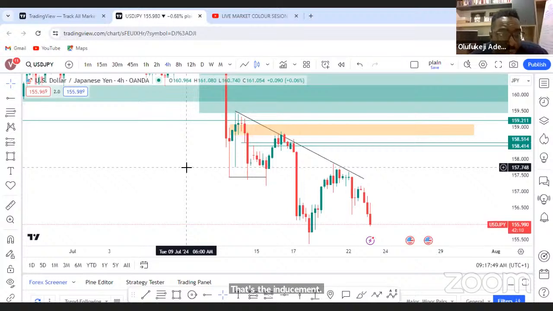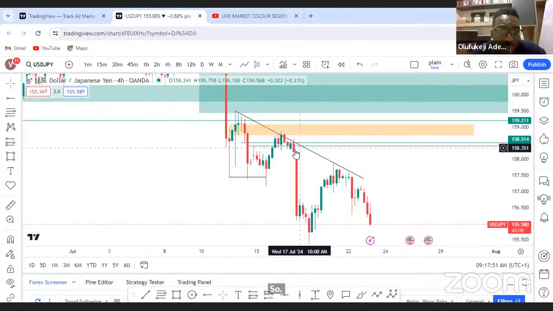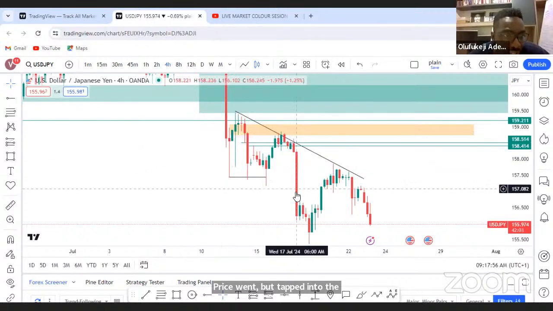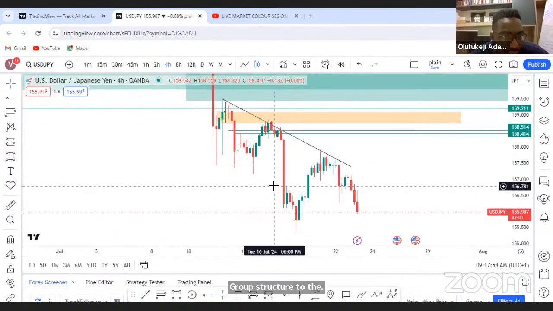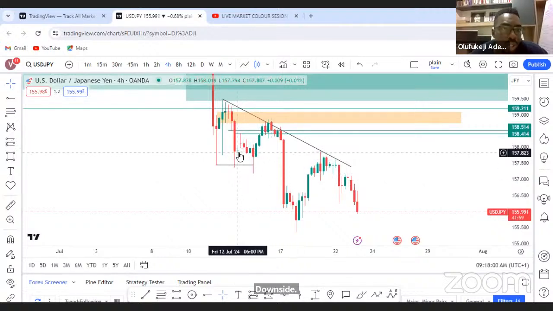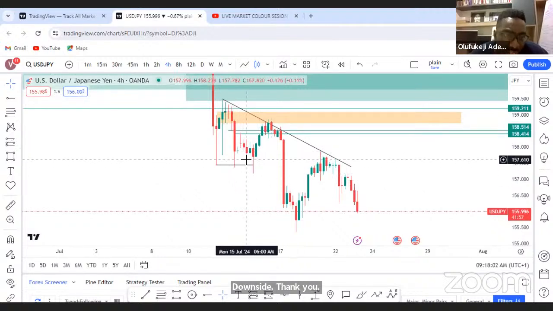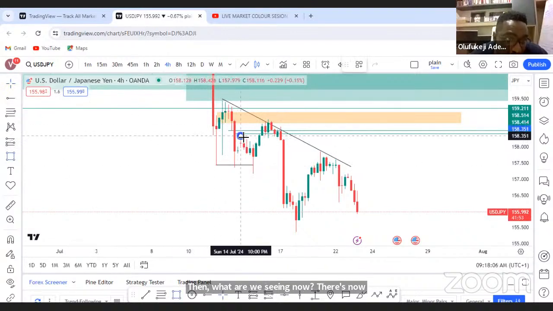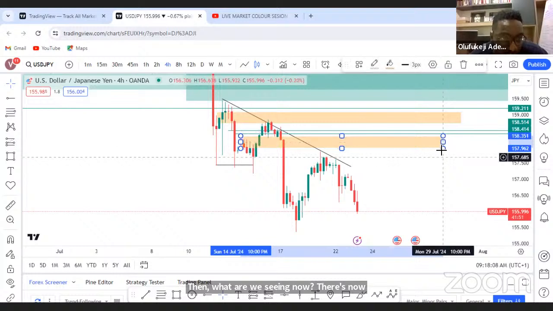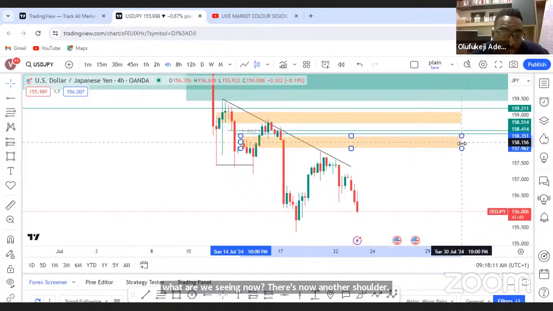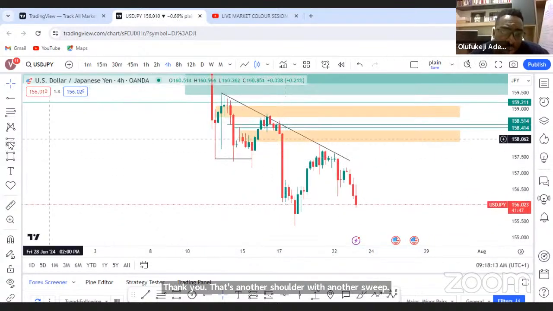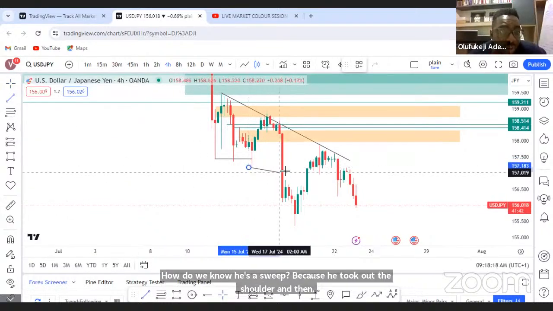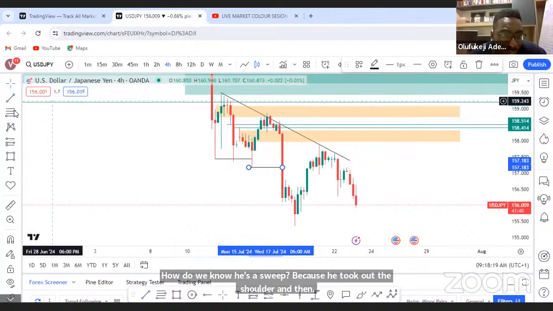So price went back, tapped into the shoulder. What did it now do? Broke structure to the downside. Thank you. Then what are we seeing now? There's now another shoulder. That's another shoulder with another sweep. How do we know it's a sweep? Because it took out the shoulder and then came back deeply, forming a very wide fair value gap.